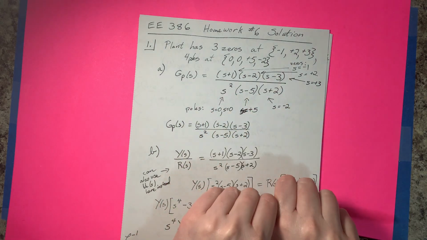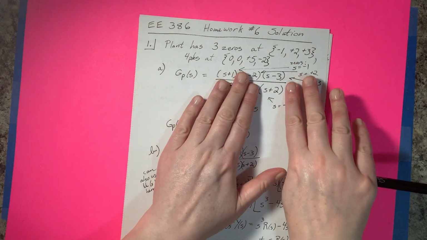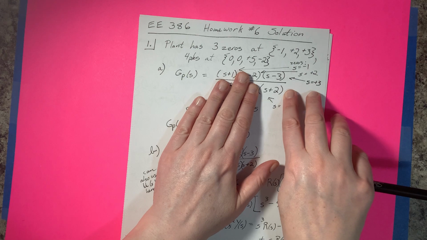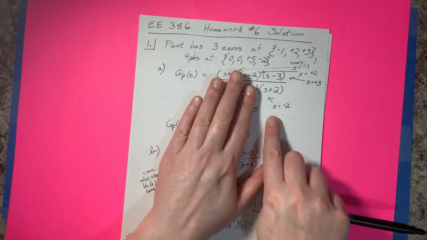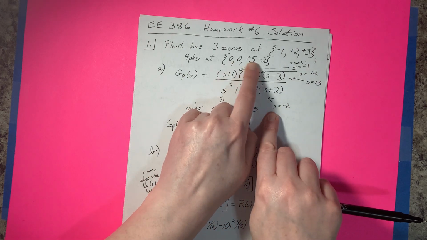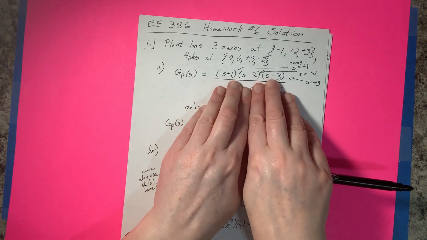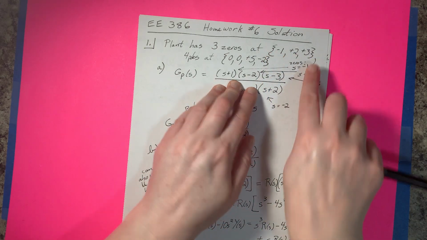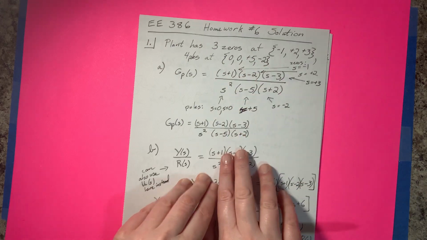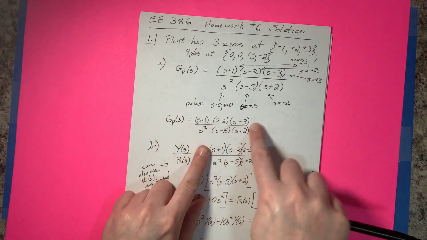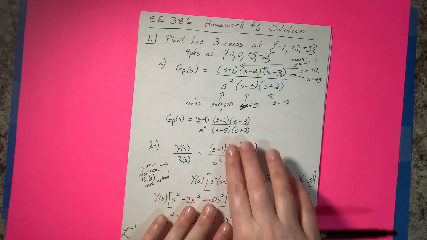So if you want to check your work, you would just go back and solve each piece of these by setting them equal to 0, and the solution should be your poles for the denominator, should be your zeros for the numerator. Okay, and that completed part A. So this was our expression for GP that we ended up with.